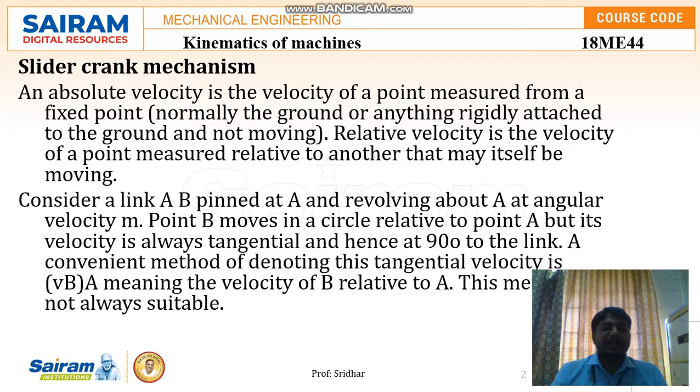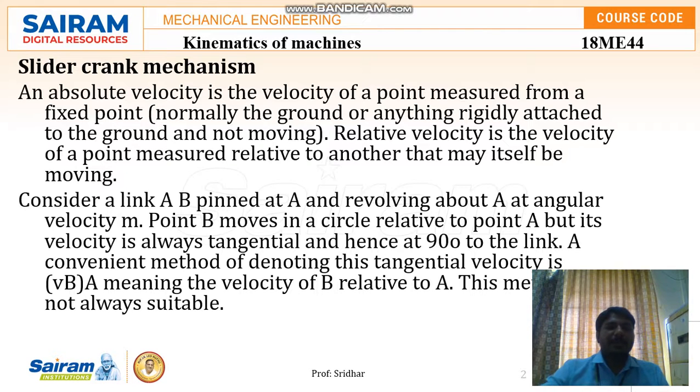In a slider crank mechanism, an absolute velocity is the velocity of a point measured from a fixed point. Here we are going to identify the velocity of a point measured from a fixed point. Normally the ground, or anything rigidly attached to the ground, will not be moving. That is what we call a fixed point. Relative velocity is the velocity of a point measured relative to another point that might itself be moving.